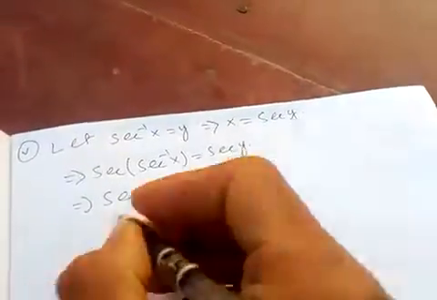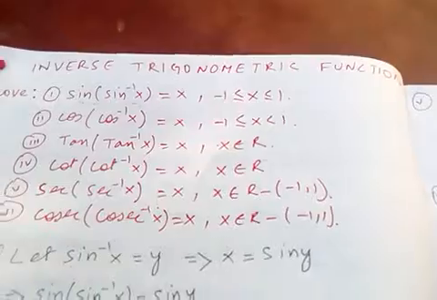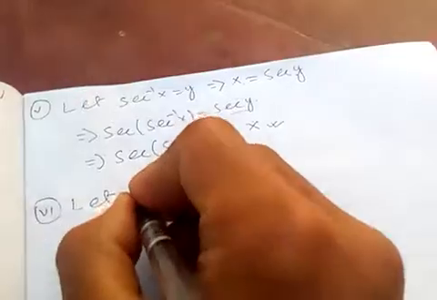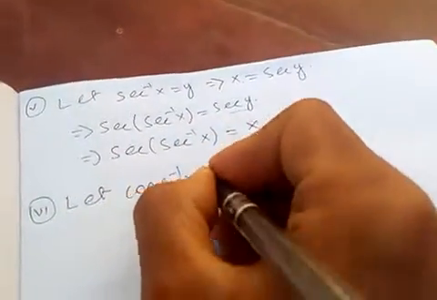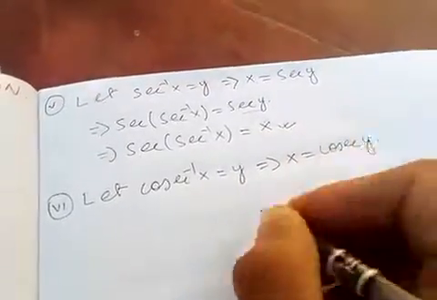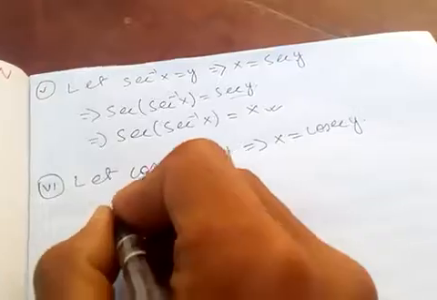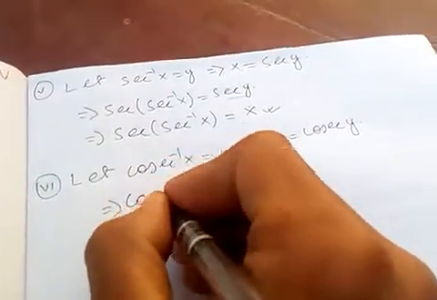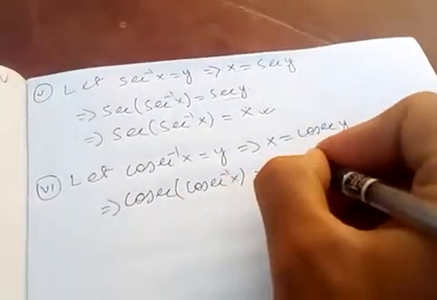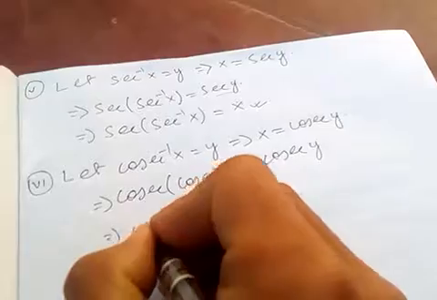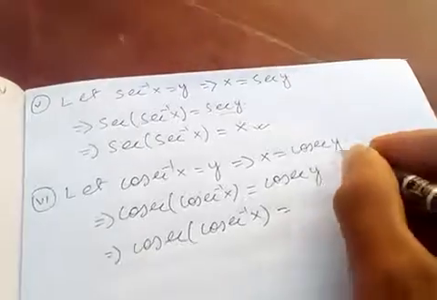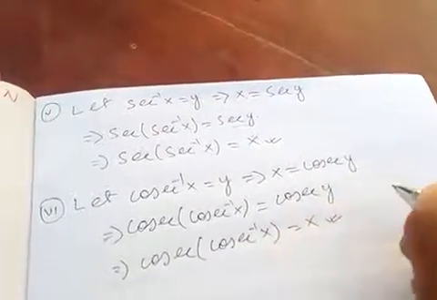And number 6 is cosec inverse of x is equal to x. So same thing, let cosec inverse of x is equal to y. So x is equal to cosec of y, and this one, if you take cosec on both sides, you get cosec of cosec inverse of x is equal to cosec of y, which is just x.